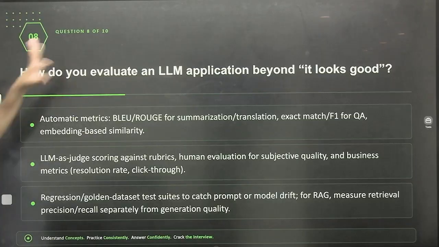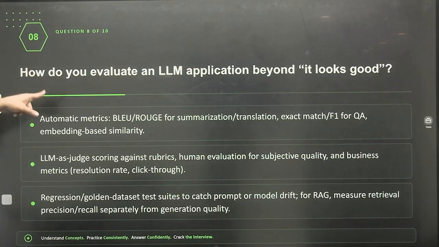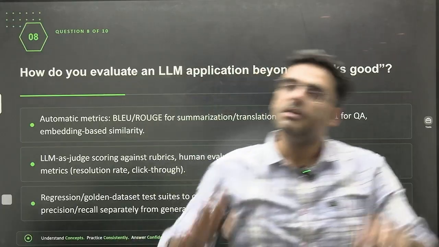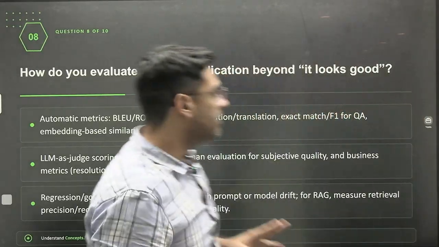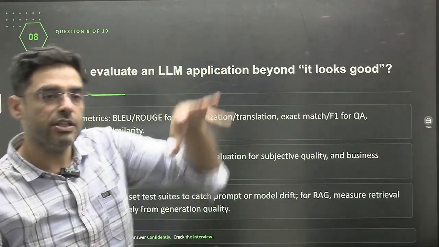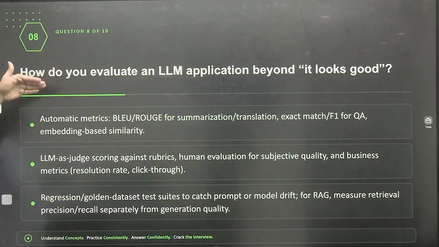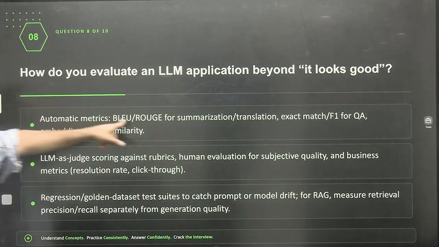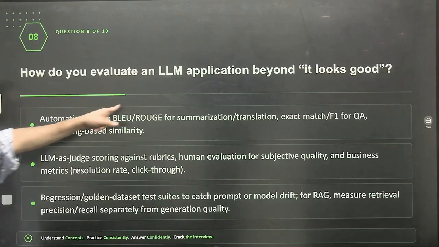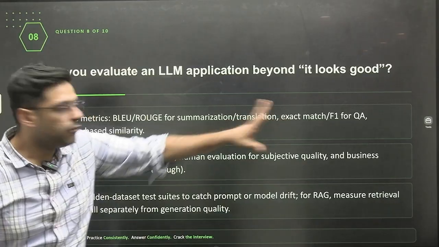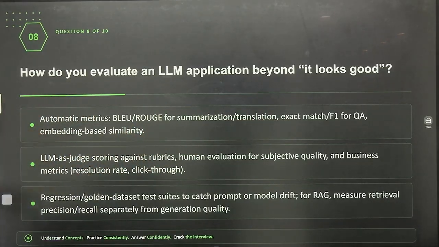Okay. Then question number 8, how do you evaluate an LLM application beyond "it looks good"? I mean, what are the evaluation metrics for an LLM? That is highly asked, so you should have details. If any project is there, I think using that project you can list them. If not, then I think you can at least include BLEU and ROUGE. Okay, so these are the two metrics for summarization and translation. Then exact match and F1 for QA, and embedding based similarity.